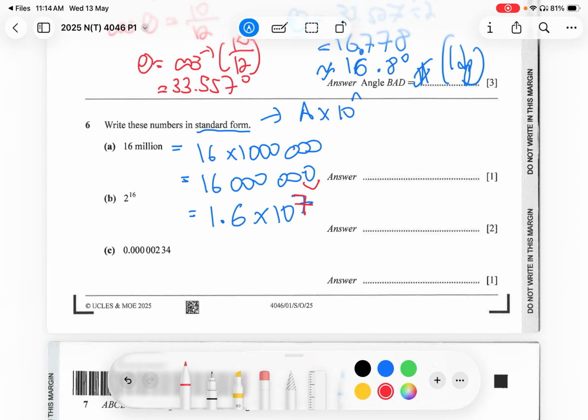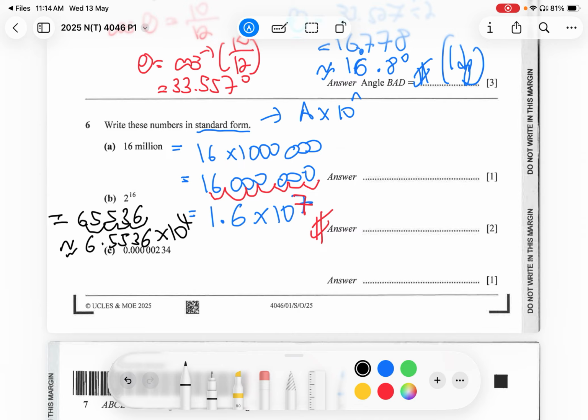Because 1, 2, 3, 4, 5, 6, 7. Then there's an answer. Okay, for this 2. So 2, this one you press calculator, 2 power 16, you get 65536. Standard form becomes 6.5536. So the dot is calculate 1, 2, 3, 4 times 10 power 4.